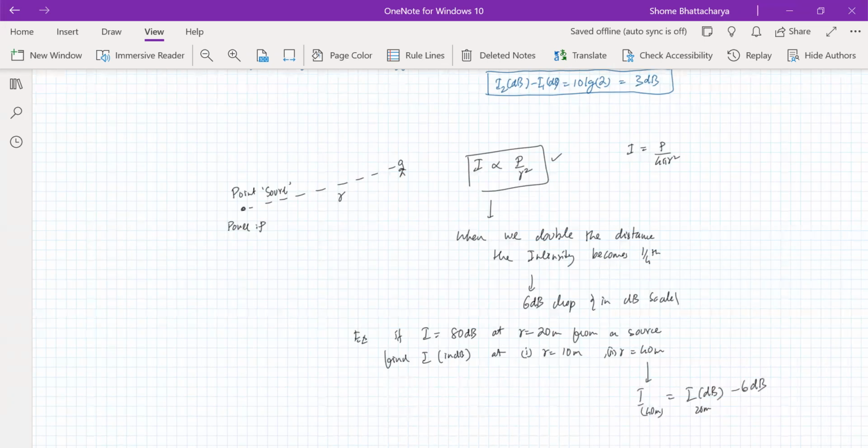So here it will become how much? 74 decibels. Whereas at 10 meters, it will become 86. Okay. So intensity at 10 meters will be intensity at 20 meters plus 6 dB. Should become 86 decibels. Okay, so that kind of concept. So this is again something we should remember. Intensity versus distance.